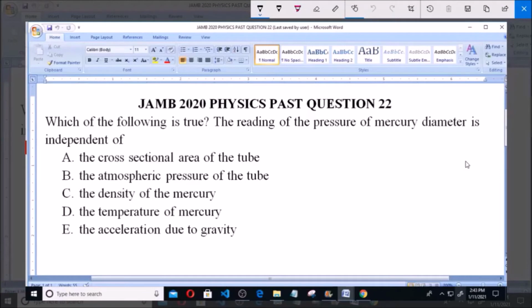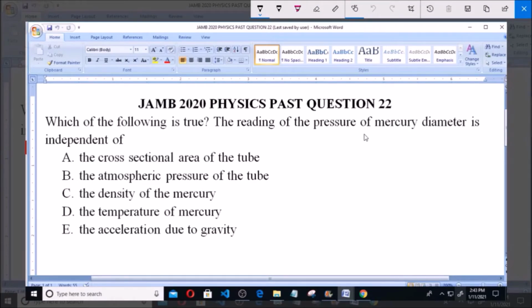I'll be answering JAMB 2020 physics past question 22. Which of the following is true? The reading of the pressure of a mercury diameter, that is talking about mercury in glass thermometer, is independent of: A, the cross-sectional area of the tube, B, the atmospheric pressure of the tube, C, the density of the mercury, D, the temperature of mercury, and E, the acceleration due to gravity.